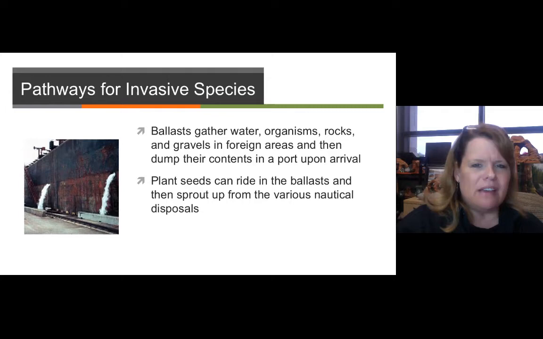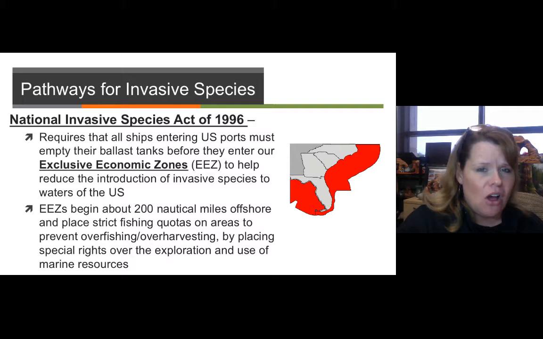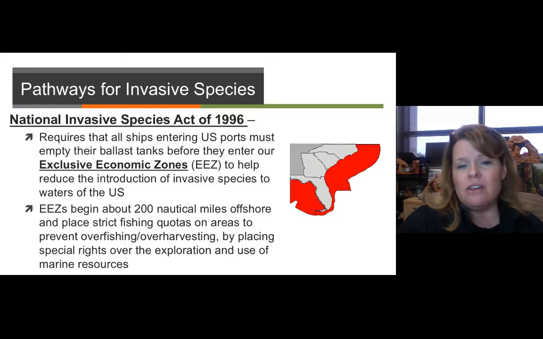Now, the United States had to take some action because we had such a problem with invasive species. That brings us to the topic of the National Invasive Species Act passed in 1996. You learned about the zebra mussel a little bit earlier from the Great Lakes, and this is kind of where this stemmed from. Basically, this law requires that all ships entering U.S. ports must empty their ballast tanks before they enter what's called our exclusive economic zone, known as the EEZ, guaranteed test question. I'll explain what an exclusive economic zone is in just a minute. Nevertheless, they have to empty these tanks before they get into the EEZ to help reduce the introduction of invasive species to waters of the United States.